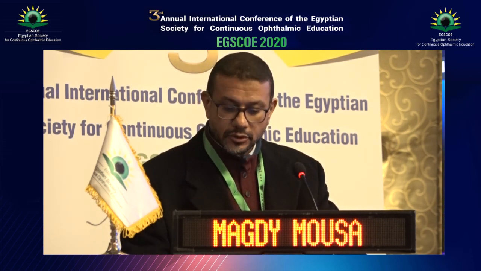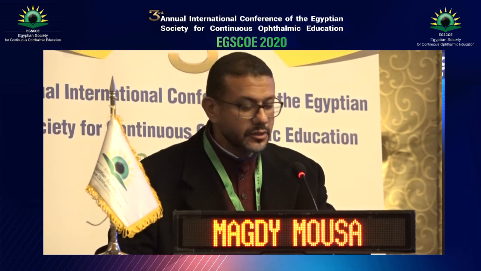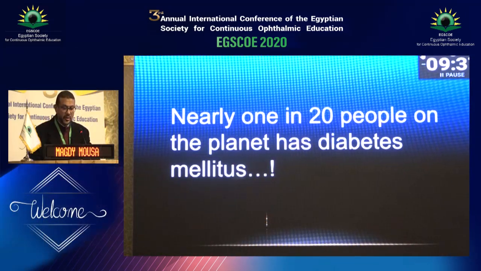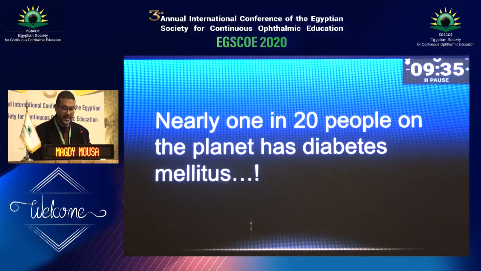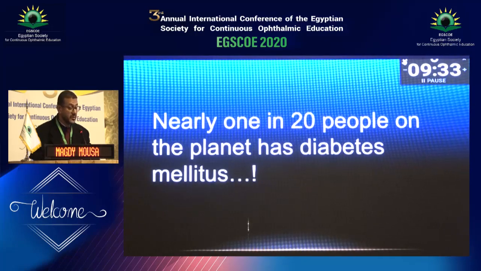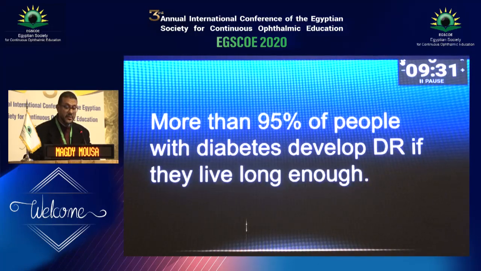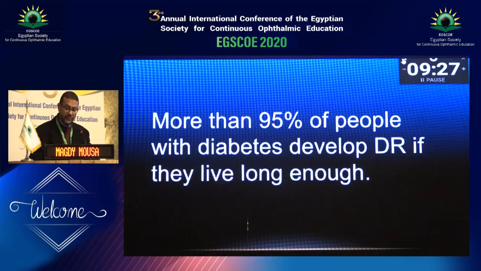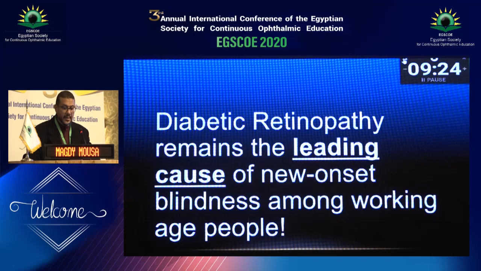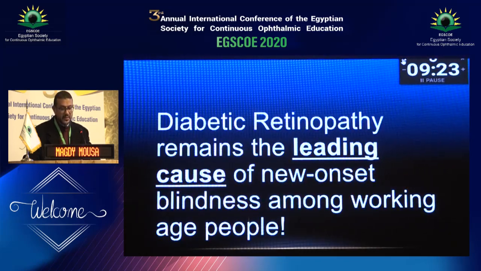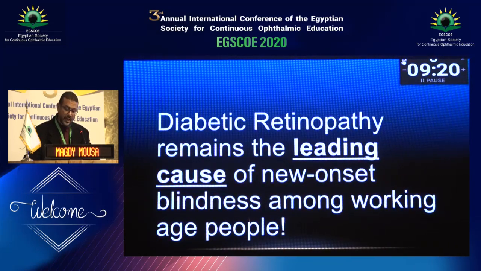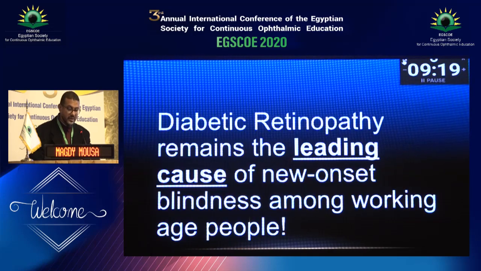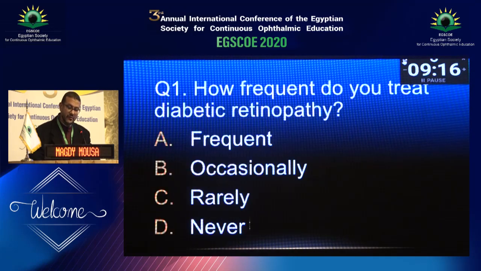Just the importance of the disease: nearly 1 in 20 people on this planet has diabetes mellitus, so it's a very common disease and an epidemic. More than 95% of people with diabetes will develop some form of diabetic retinopathy if they live long enough. And diabetic retinopathy is the leading cause of new-onset blindness among the working age group, the active group between 25 and 65 years old.